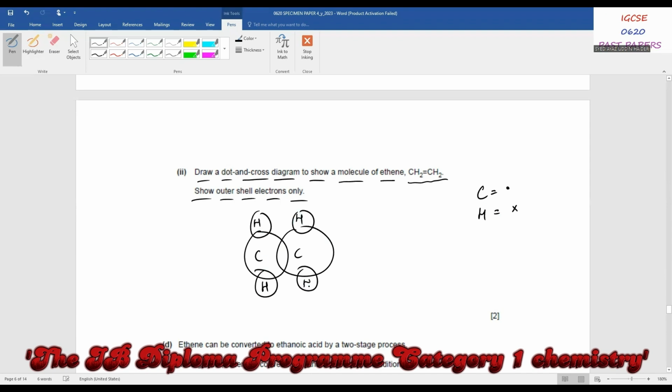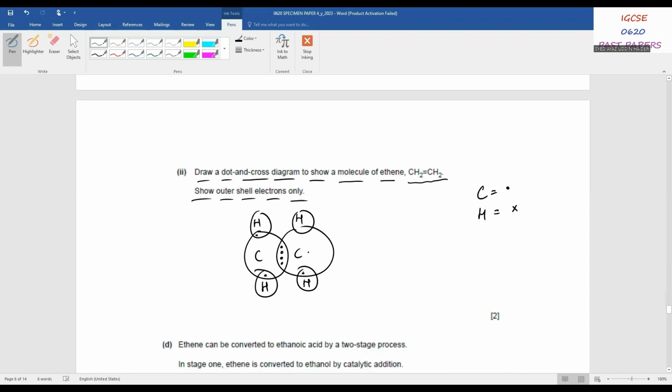Now showing the electrons between each atom. Between two carbon atoms, there must be two pairs of electrons, 4 electrons: 1, 2, 3, 4. For this carbon, 1, 2. For this one, 1, 2. So all the 4 electrons for each carbon atom are placed. Now let's place the valence electrons for each hydrogen atom. One for this, one for this, one for this, and one for this one. So this will be the final dot and cross diagram for ethene.